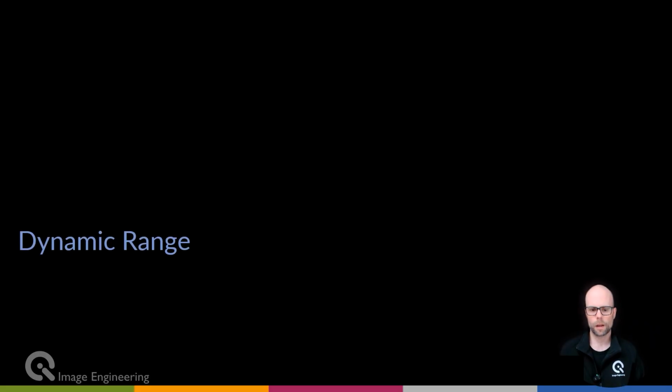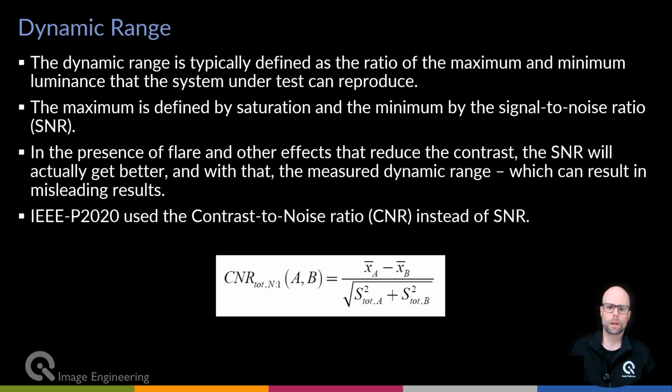So now have a look at another image quality factor. One is the dynamic range. Typically, dynamic range is defined as a ratio of the maximum luminance and the minimum luminance that a system under test can reproduce. The maximum is defined by saturation, and the minimum is defined by the signal-to-noise ratio. Typically, you say when the signal-to-noise ratio equals 1, you have a loss of information, and that's the lower limit, minimum luminance.